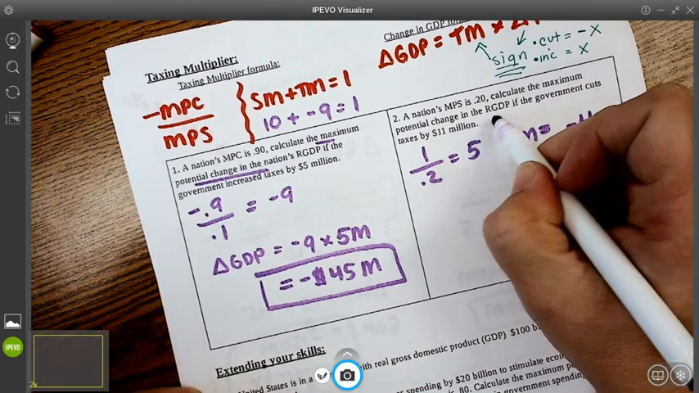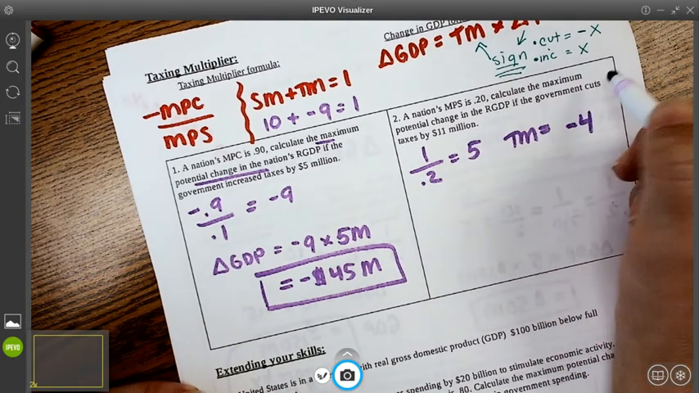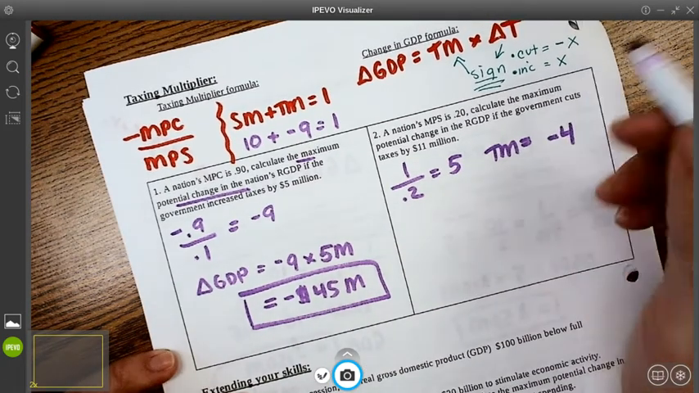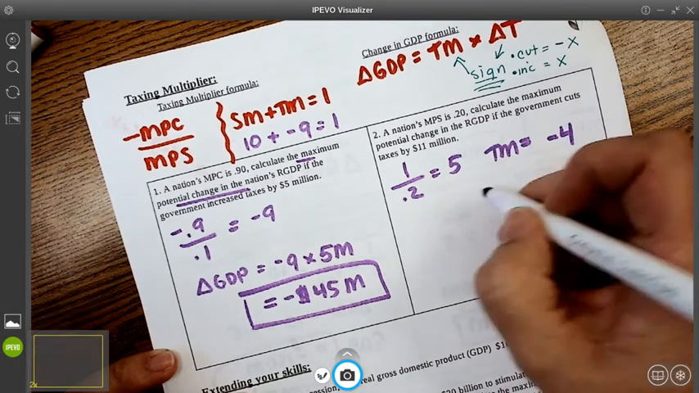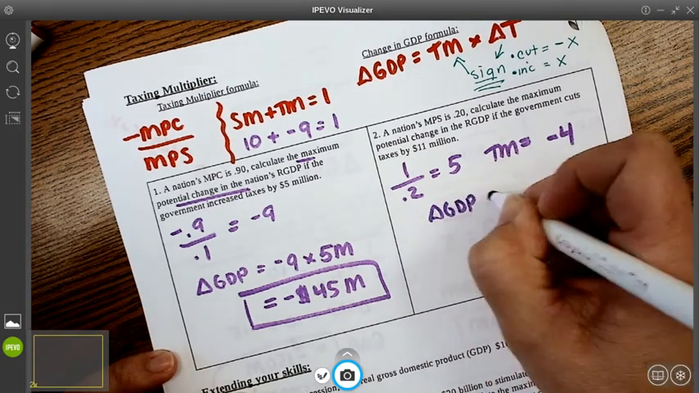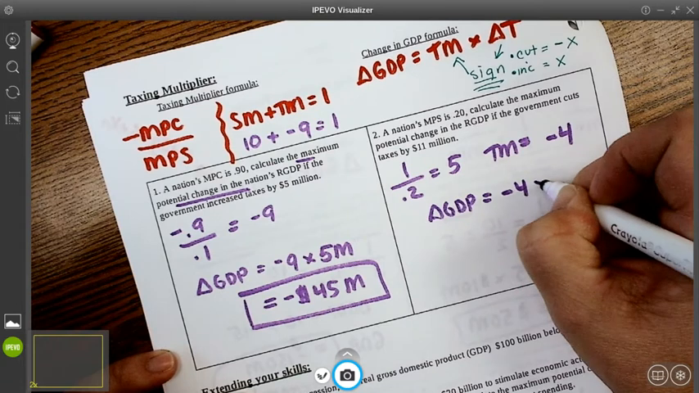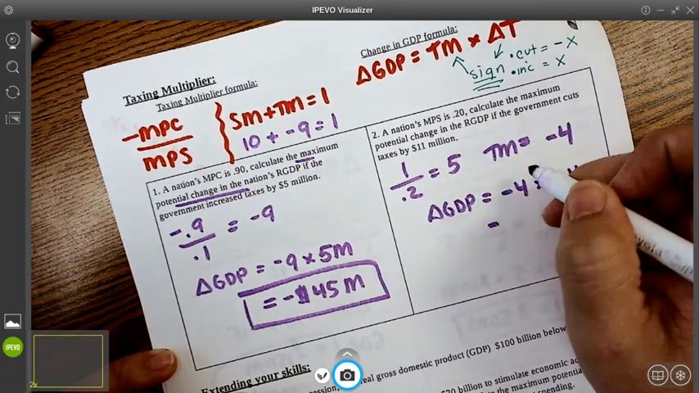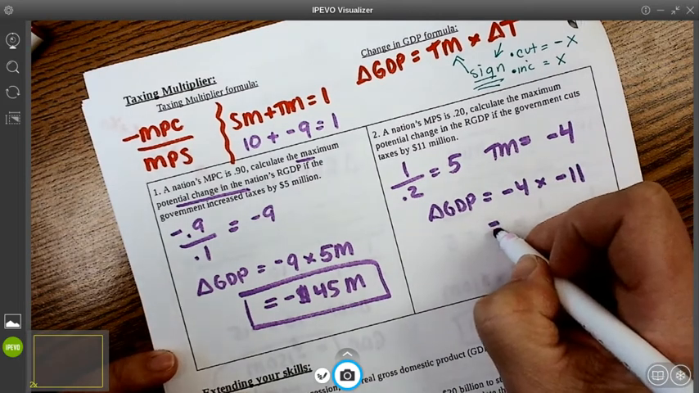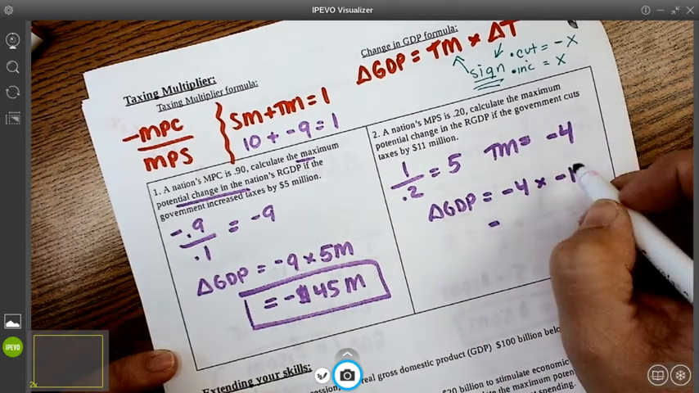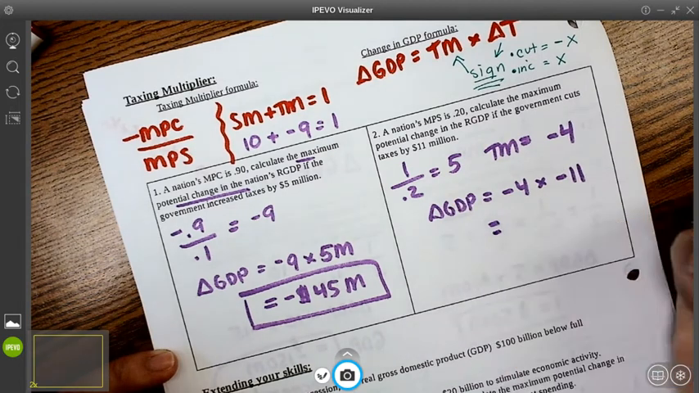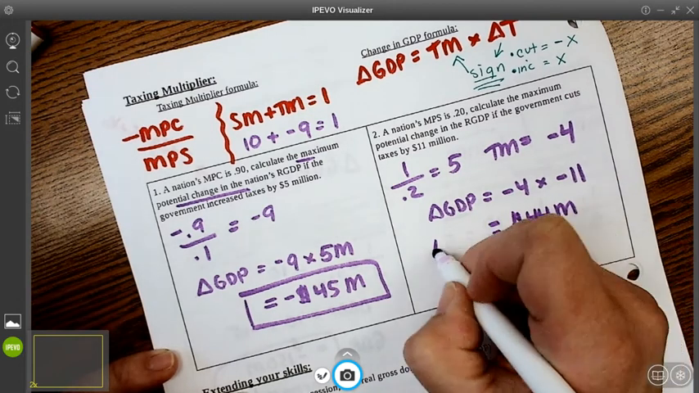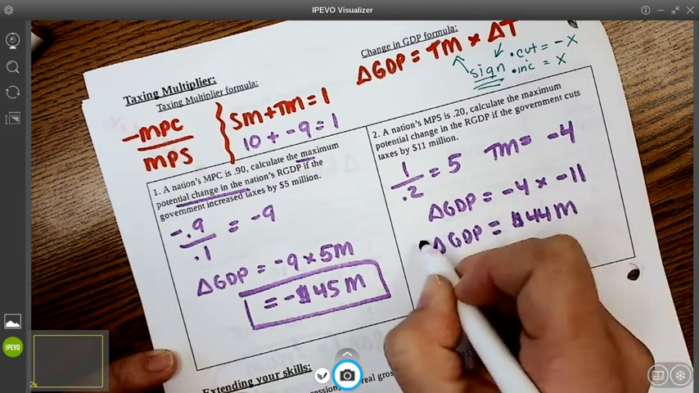What's going to be the change in real GDP if the government cuts taxes by $11 million? So again, think of your sign. If it's a cut, you've got to put a negative number in there. So the change in GDP is going to be equal to negative 4 times negative 11. Sorry, I just kind of lost track for a second. So negative 4 times negative 11 equals a positive $44 million. And that's going to be the change in GDP.